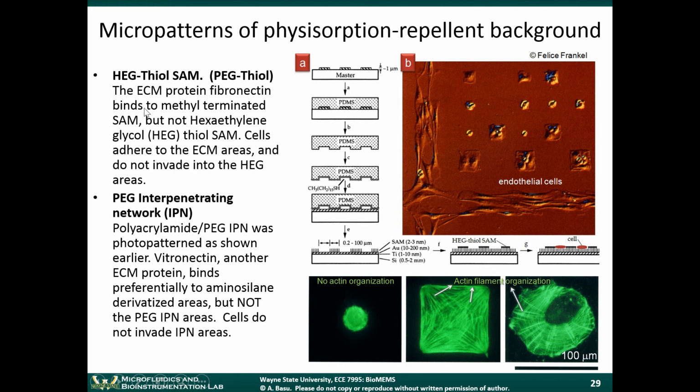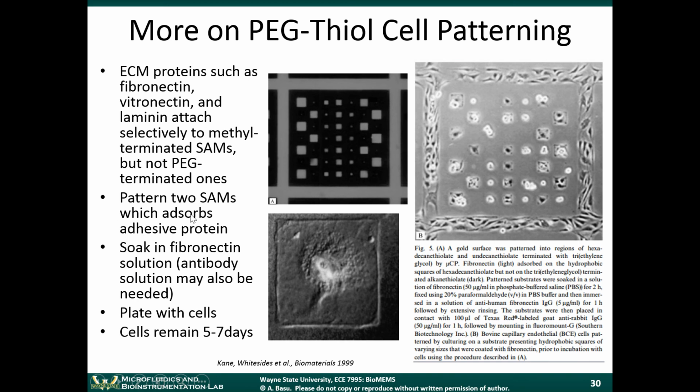So you'd create the self-assembled monolayer first, and then treat it with the ECM protein fibronectin. The fibronectin will only attach to these regions, and then the cell comes and attaches to the fibronectin. So the idea is to pattern two self-assembled monolayers, one which absorbs protein, another one which does not. You soak it in fibronectin, and then you soak it with the cell solution, and the fibronectin and the cells will go to wherever you want it to go.